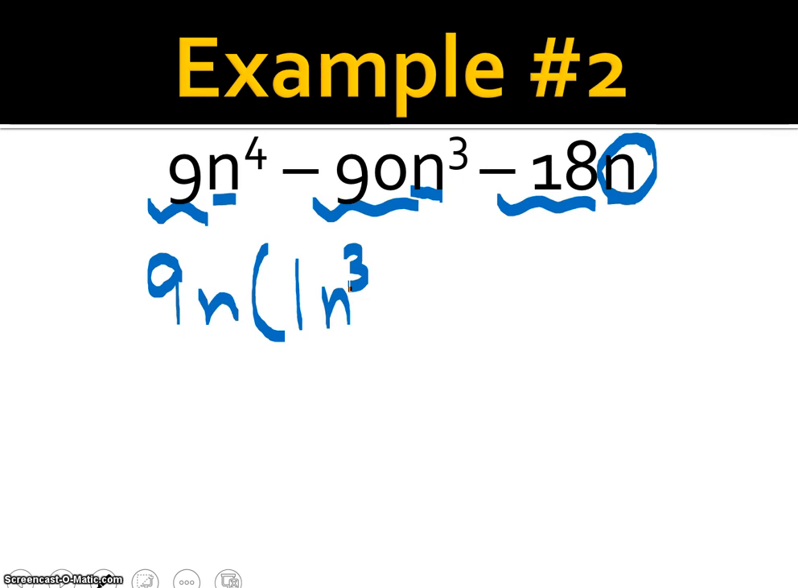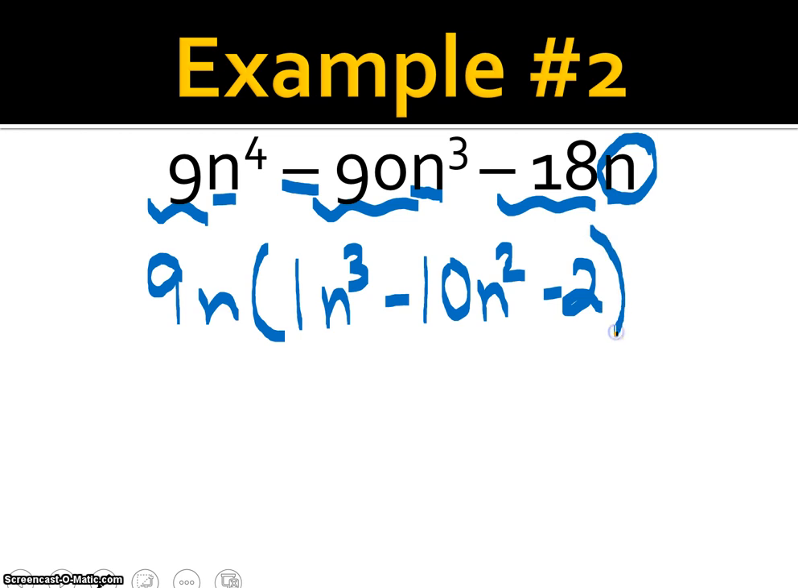Negative 90, be careful there, divided by 9 is negative 10. 3 minus 1, when I'm looking at exponents, is n squared. Negative 18 divided by 9 is negative 2. When you subtract your exponents, 1 minus 1 is 0. So now I'm left without a variable there, and this is my answer.